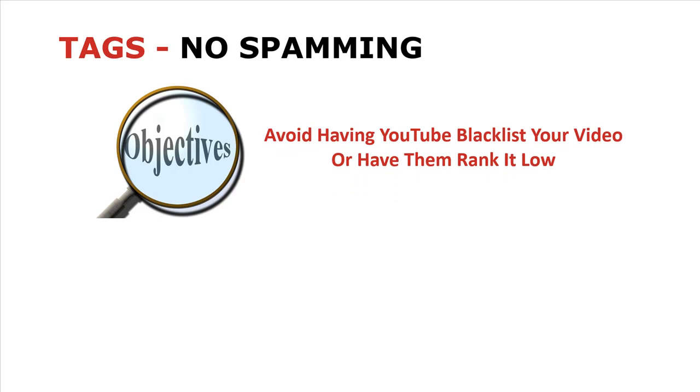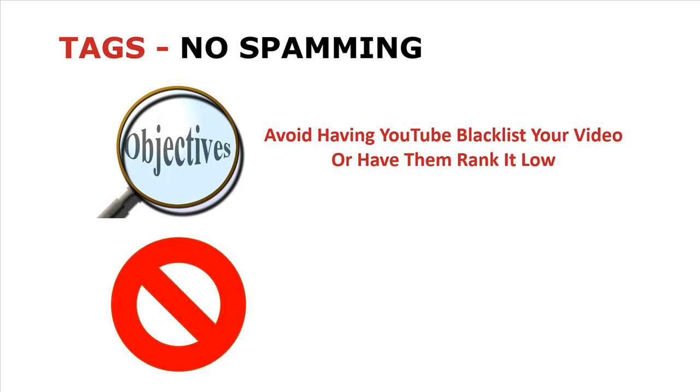So that's the objective. We want to use tags to really augment our description, augment our title, and really tell YouTube and Google what our video is all about, but we want to do it in the proper way. We don't want to do any sort of black hat type of stuff. YouTube, they're very smart people over there. They're going to figure out pretty quickly if you are spamming and just trying to get people to come to your videos that has nothing to do with the keywords that you're using.